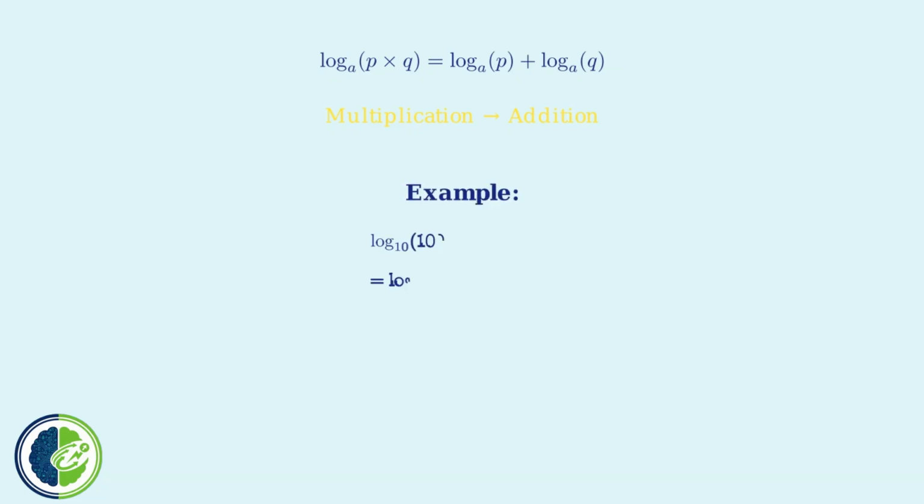Here's a practical example. Instead of finding log base 10 of 100, we can break it down as log of 10 times 10, which becomes log of 10 plus log of 10. Since log base 10 of 10 equals 1, we get 1 plus 1 equals 2.